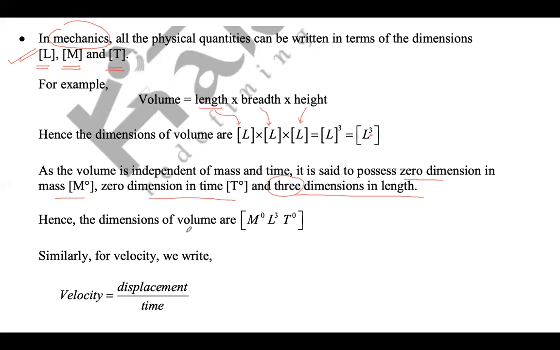And if we write the dimension formula, the dimension of volume is m0 L cube T0. So this is the dimension of volume, and it can be written like this: dimension of volume is equal to m0 L3 T0. This is the dimensional formula, and this whole equation is known as the dimensional equation. So this particular thing is the dimensional formula, and the whole thing is known as the dimensional equation.